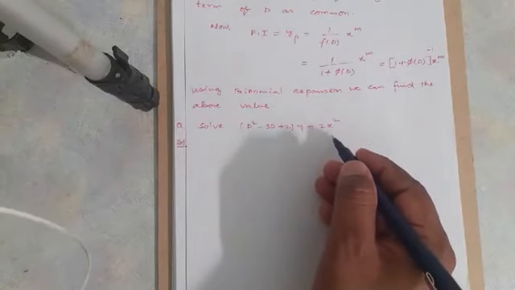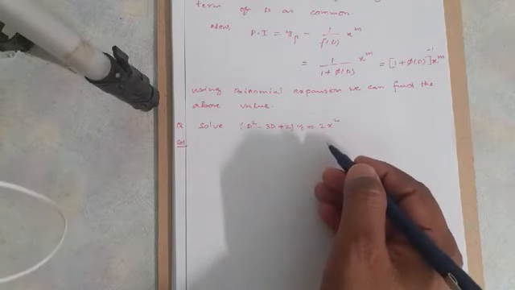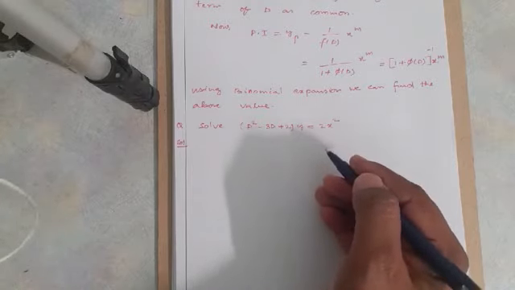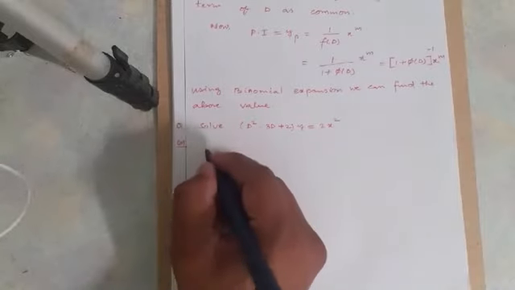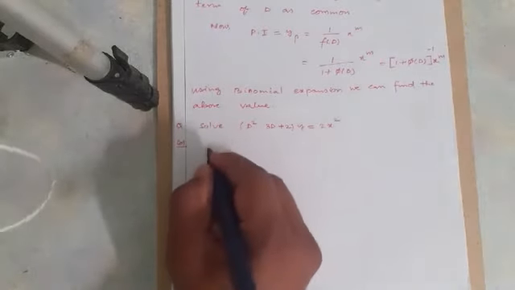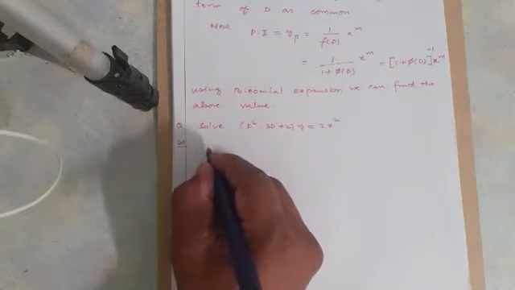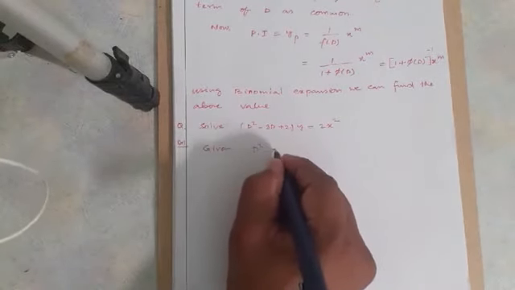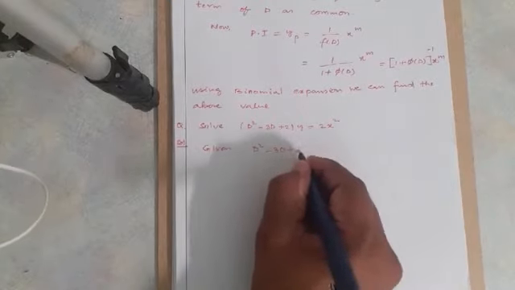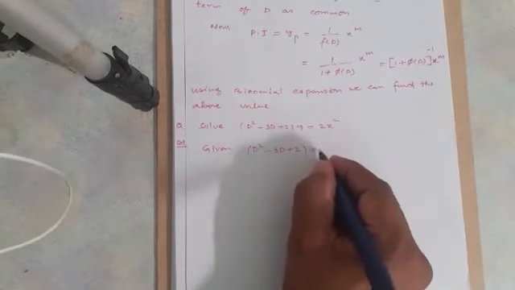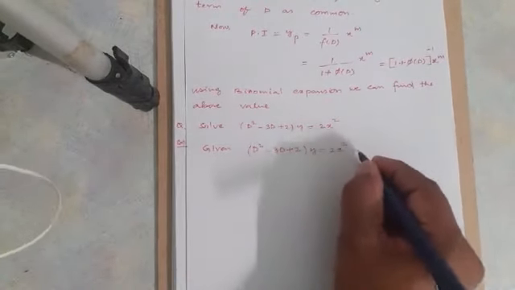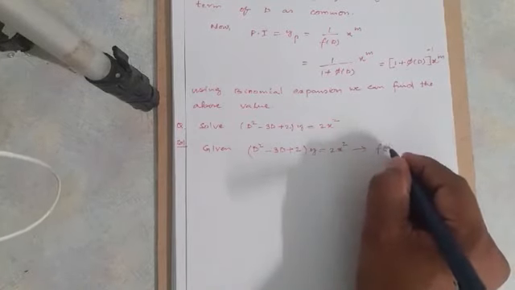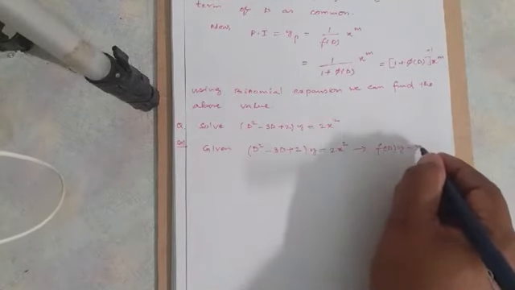By taking this as the third case, we have to apply the procedure which we have written above. So now first we find the complementary function and then the particular integral. Let us write first what is given: D square minus 3D plus 2 of y is equal to 2x square. As you know, this is in the form of f of D of y is equal to capital X.